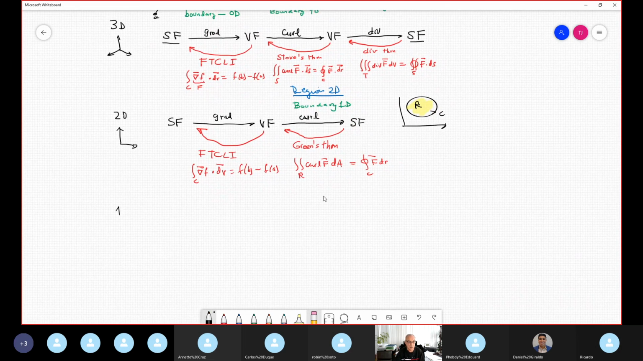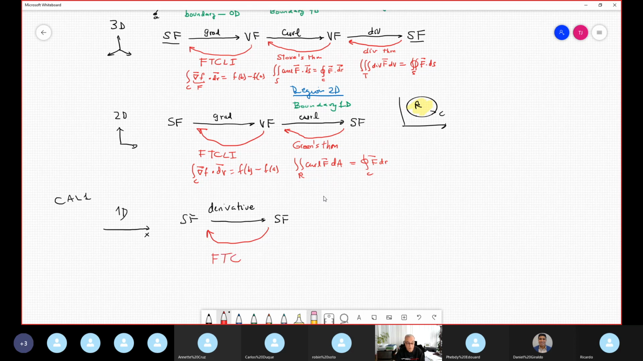1D is the last part. 1D is only one dimension, like that. It's the x-axis, for example, or the y-axis, it doesn't matter. You have a scalar function, you compute something, and you get a scalar function. No vector field anymore. This is Cal 1. In Cal 1, I never talk about the gradient. I talk about the derivative. So the analogous idea for the gradient in one dimension is the derivative. And the analogous idea in this direction is the fundamental theorem of calculus, the classical integral from a to b of the derivative of f(x), dx, is equal to f(b) minus f(a).